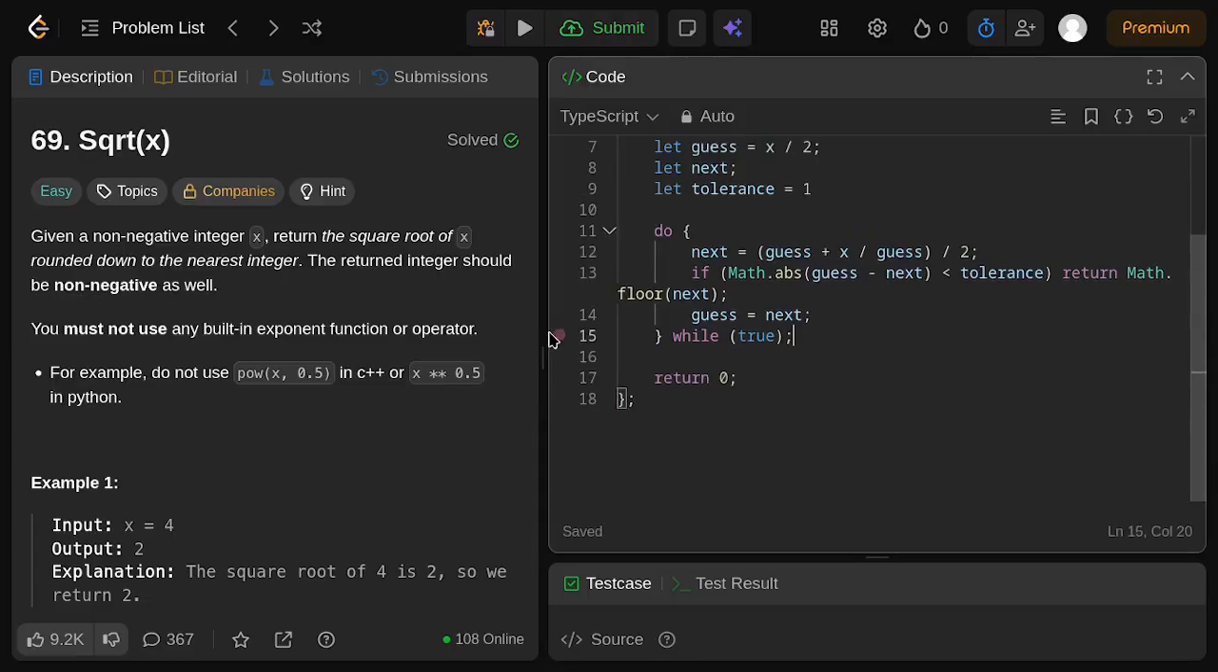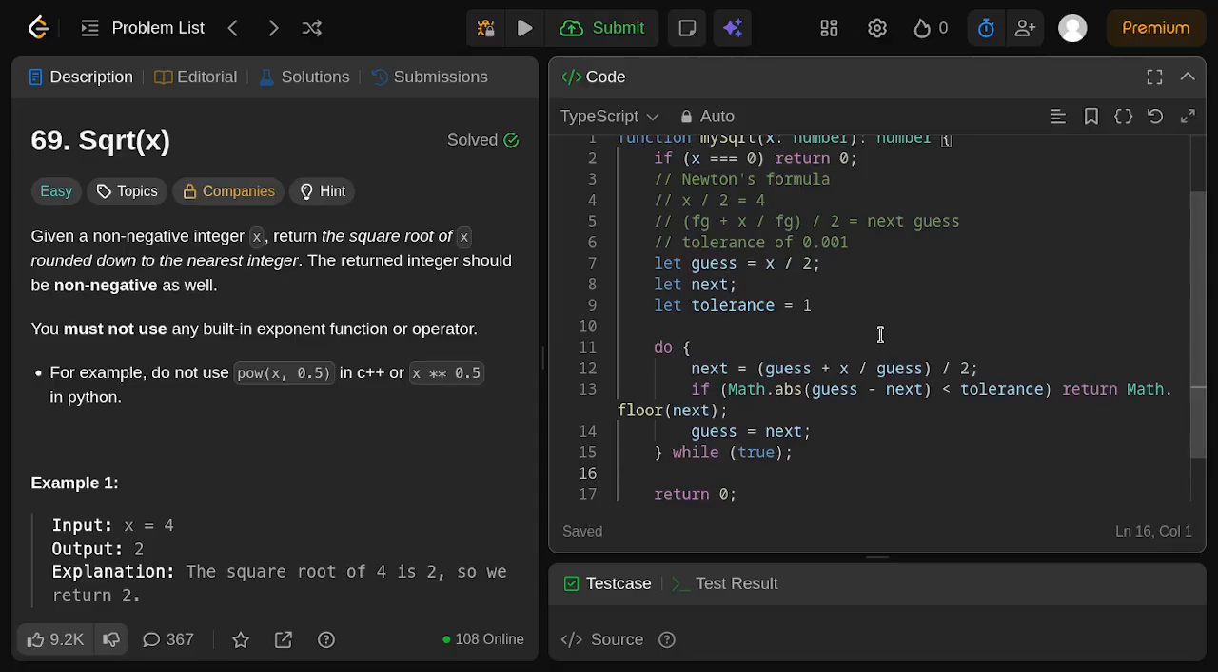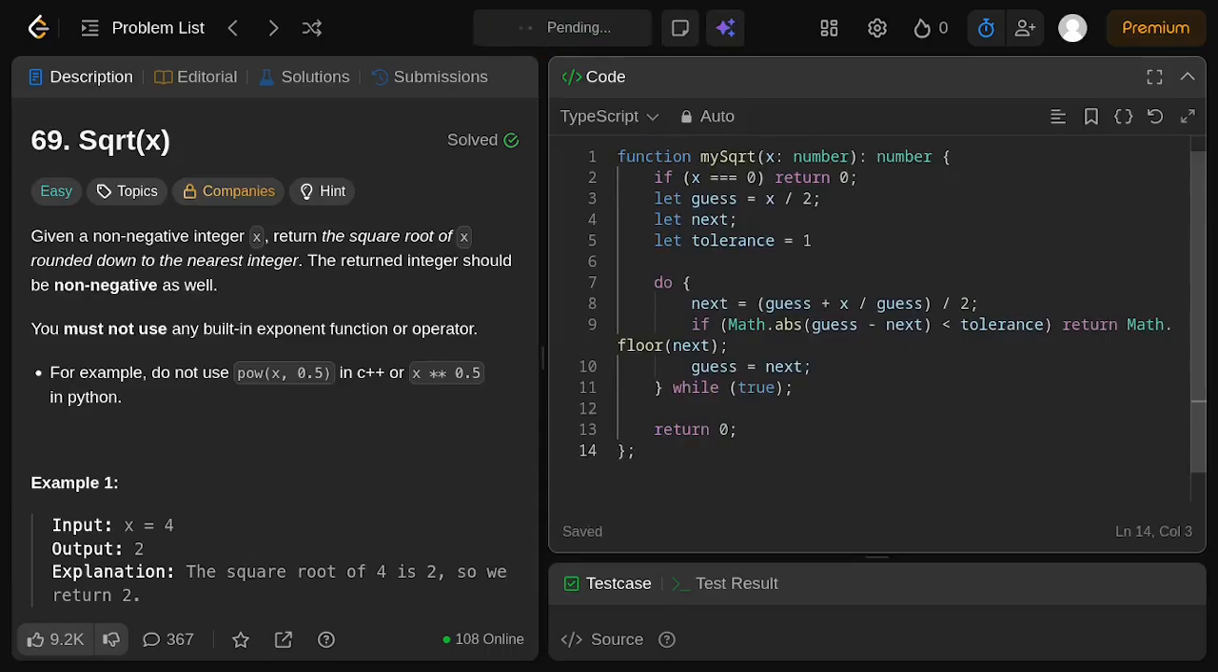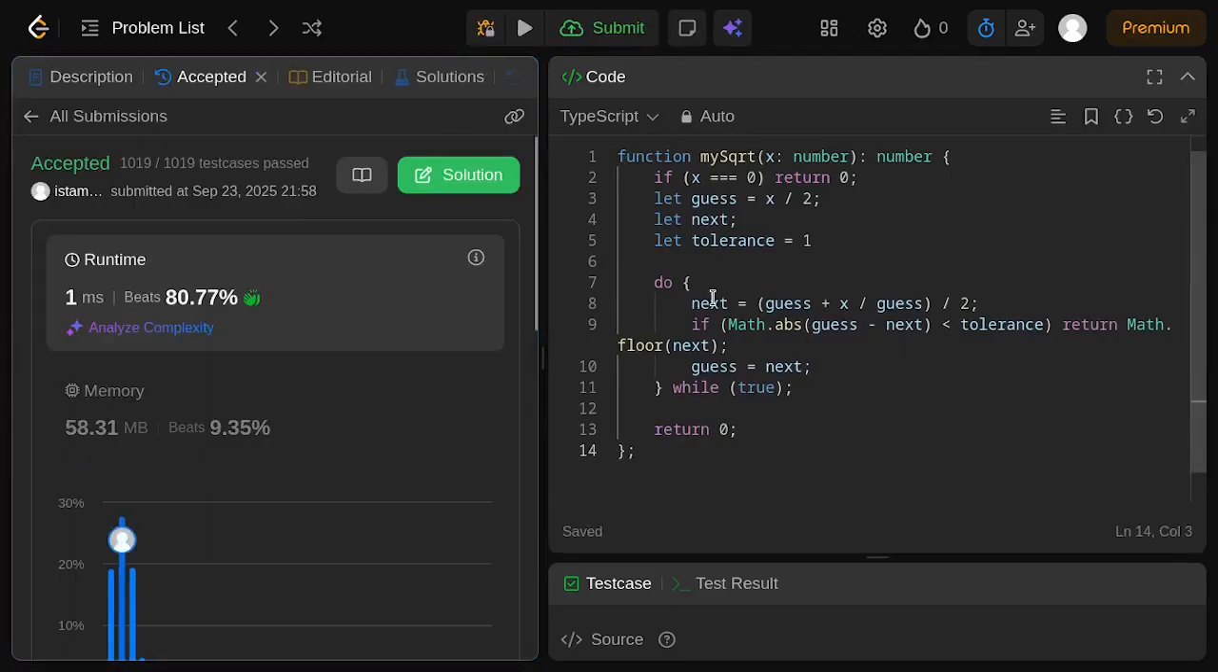So let's run this. That is the magic of using Newton's formula. You might want to check it out on Wikipedia or GeeksforGeeks or anything else as you want. Okay, so let's run this to see if it works. As we know, the magic formula is that guess takes the parameter divided by 2, and we add the number itself divided by the guess, and we add the guess and divide this by 2 in order to find the nearest value of the square root.